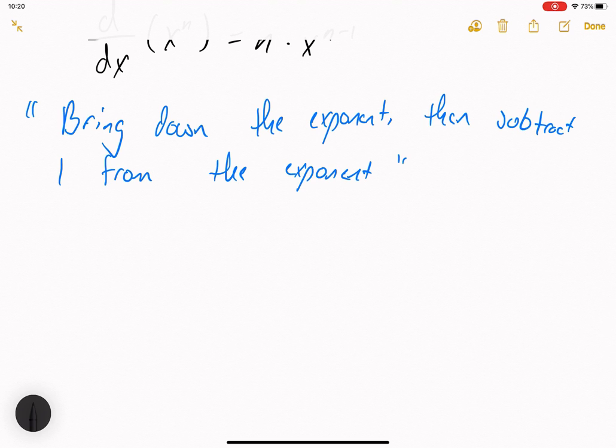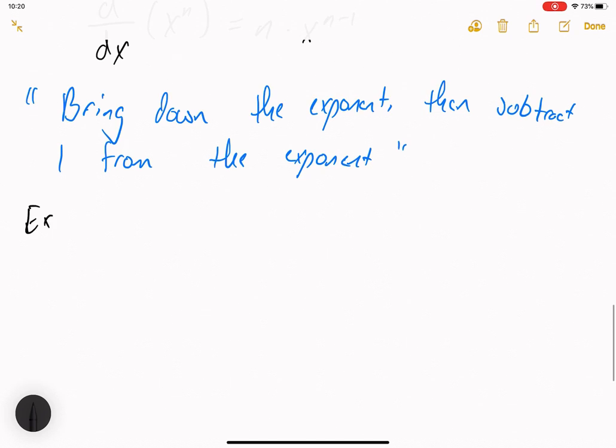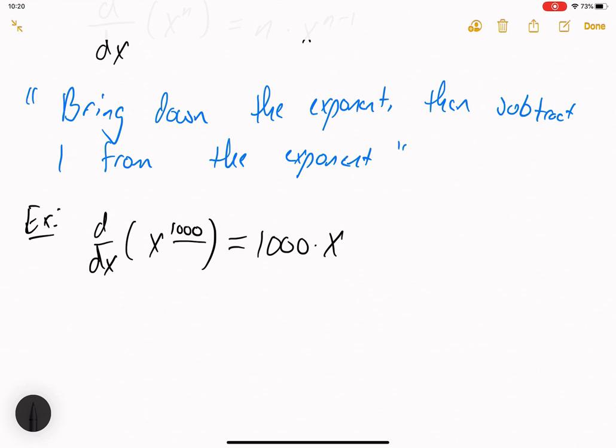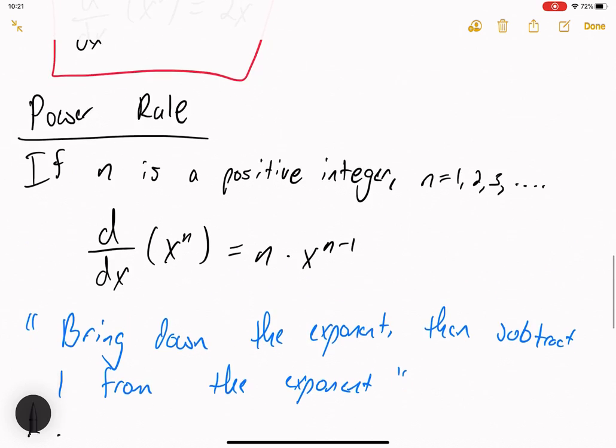Let's just say we wanted to do the derivative, d/dx, of x to the 1000th. So then what I said is bring down the exponent. The exponent is 1000. And then subtract 1 from the exponent, so 1000 minus 1, to equal 1000 times x to the 999. And we can confirm that with some of the stuff we've done before.